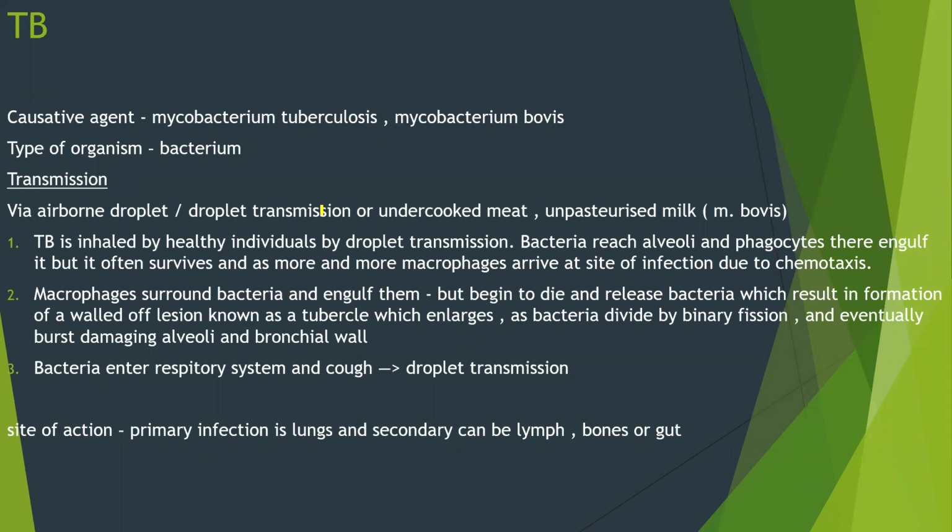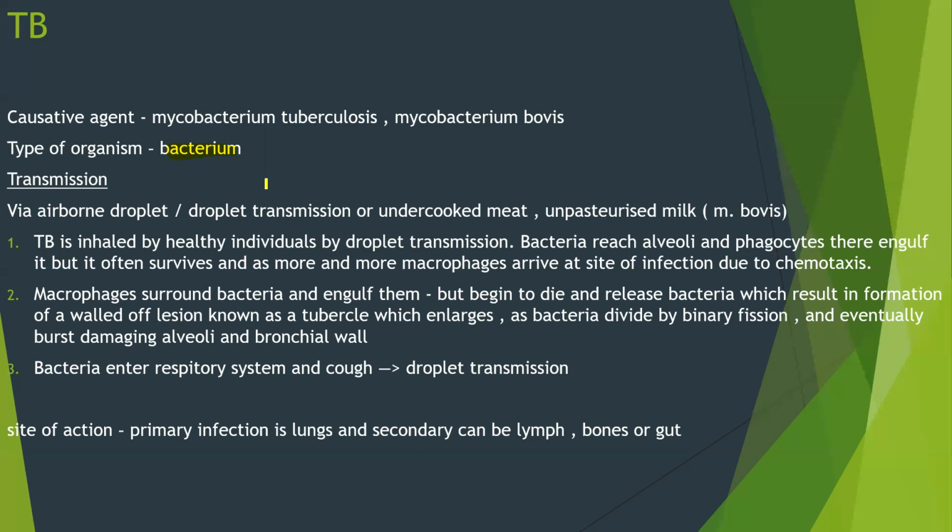So continuing with TB. So TB is caused by Mycobacterium tuberculosis and Mycobacterium bovis. So the type of organism is bacterium. So the transmission is by airborne droplet or droplet transmission. This is for Mycobacterium tuberculosis, and also on the cookie on pasteurised milk, and this is for M. bovis.